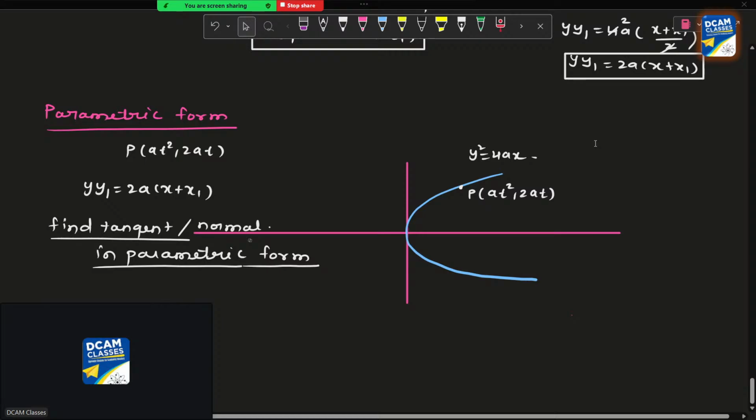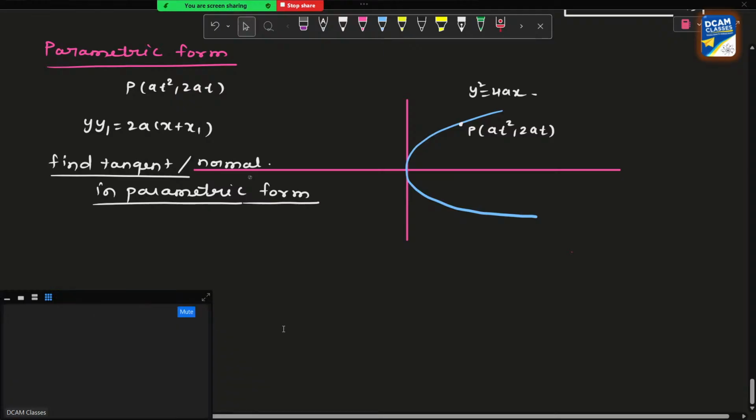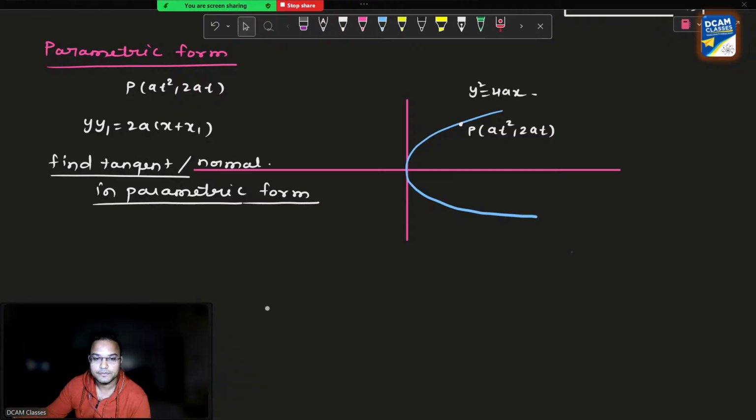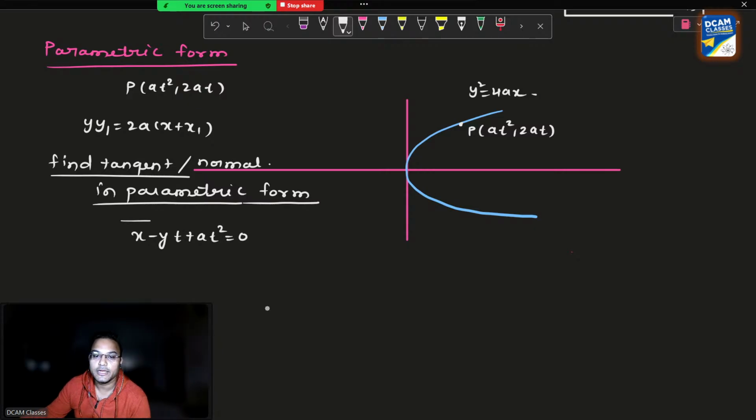So in the equation, will we cancel out a or not? In the equation, I'm getting 2at y is equal to 2ax plus 2a square t square. See, the kind of equation for the tangent you should get is x minus yt plus at square type. This should be the equation you will be getting for the tangent.